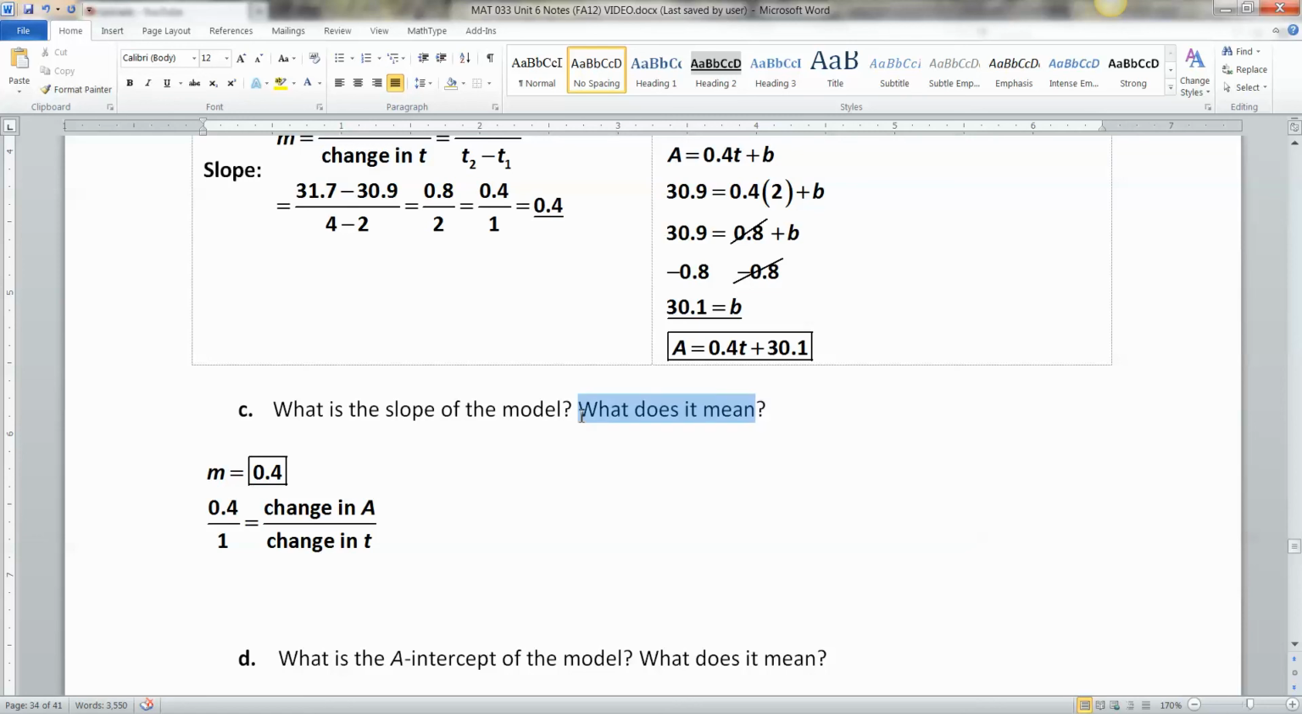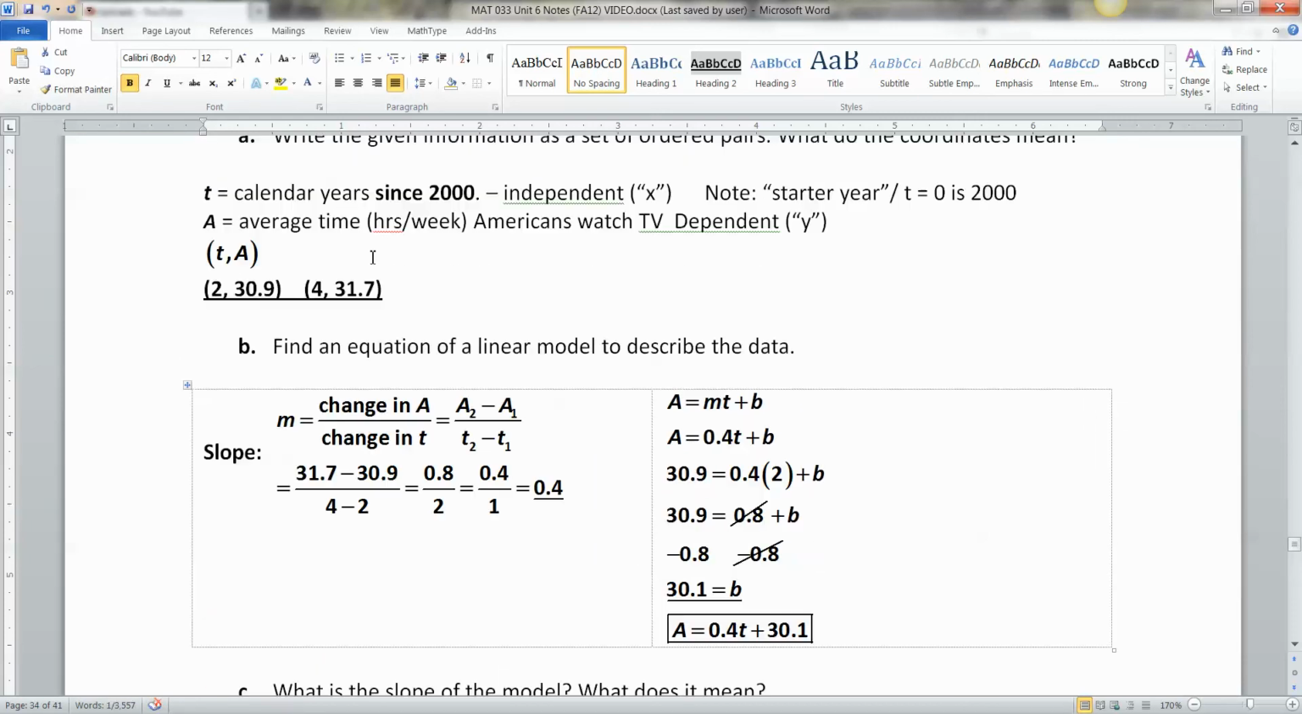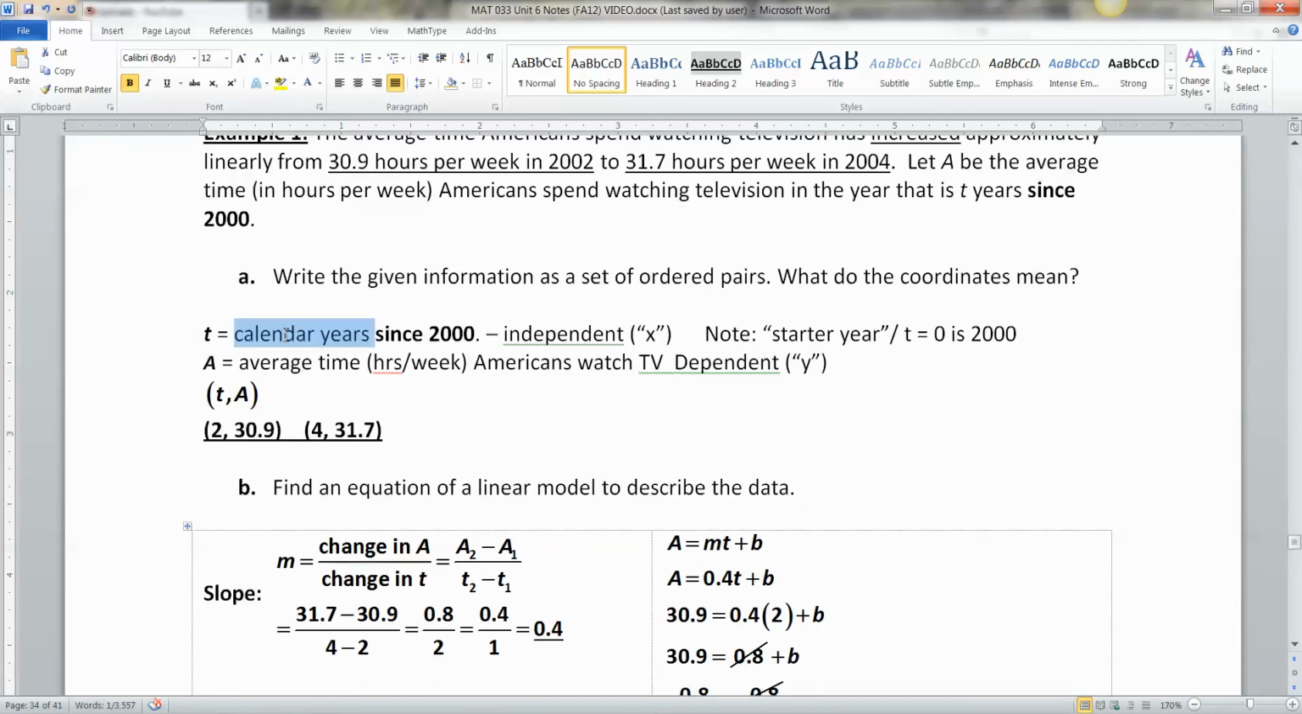So when they say, what does it mean? It's saying, hey, write this ratio that you're talking about up in words. So we say for every year, or every time the year goes up by 1, so for every year that goes by, because it was calendar year, that was our variable, right? It was years. See, it helps if you have all this written out.